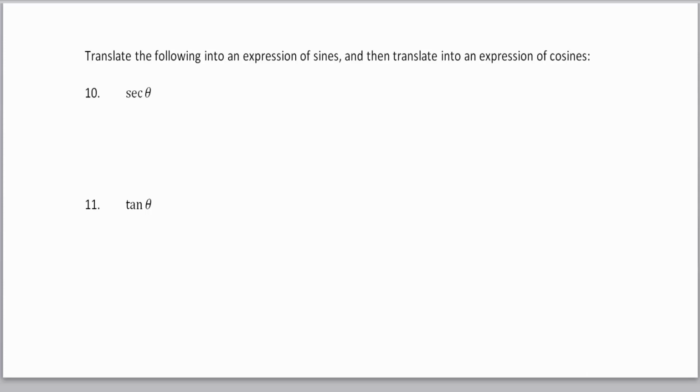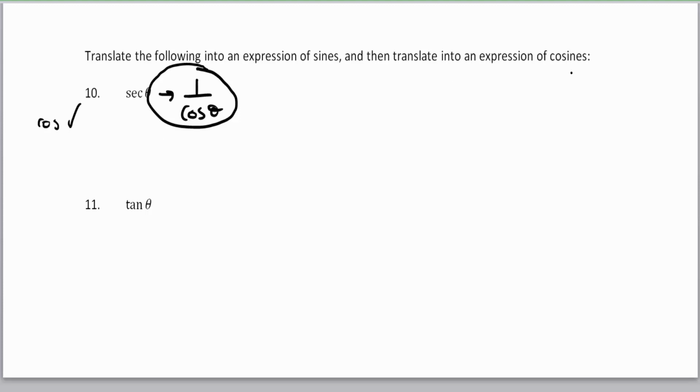So the first thing we're going to do is see what this is equivalent to. What this is equivalent to is 1 over cosine theta. We now have our cosine expression, so this is one of our two answers here. Now I'd like to write this as an expression of sine.